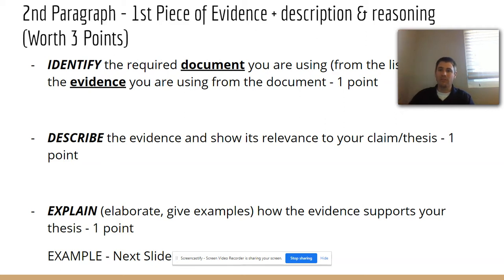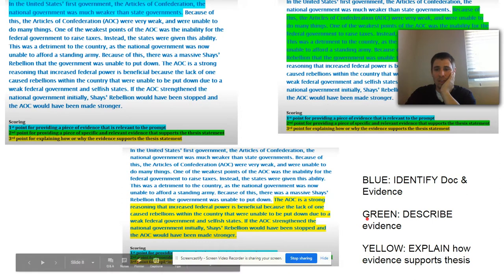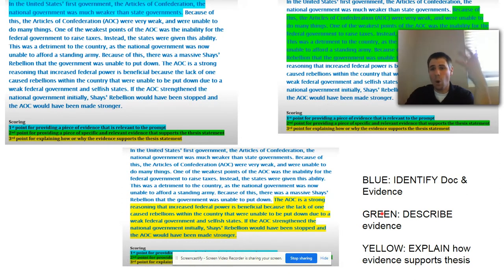The Articles of Confederation, where states were sovereign, hinders policymaking because, boom. Say that because and explain it. Close the loop. Don't leave any circle undone. We want that point. So here's the example. And you'll notice it's color coded. Blue, green, yellow for identify, describe, and explain. So let's just go over that real quick.